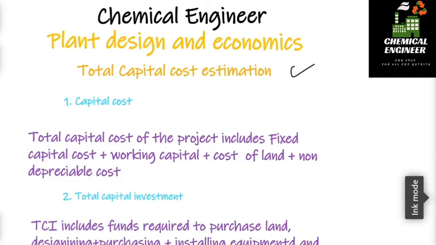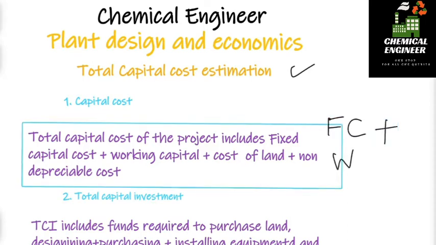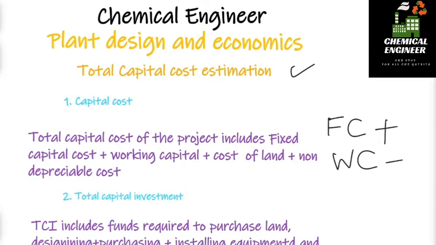So capital cost is the total capital cost which includes everything. Total capital cost includes fixed capital cost, that is FC, plus working capital cost, that is WC, plus land cost, plus non-depreciable cost. So capital cost is the combination, or the addition, of all the costs which are required to set up a plant.